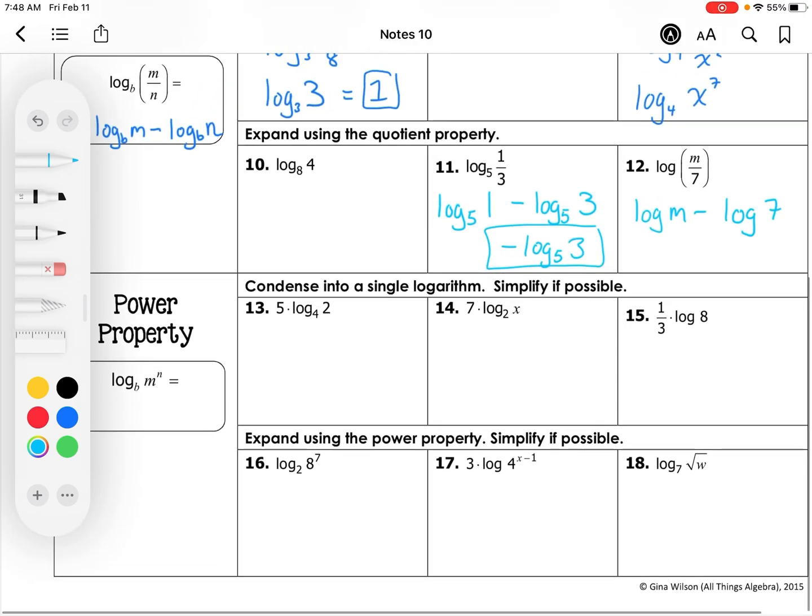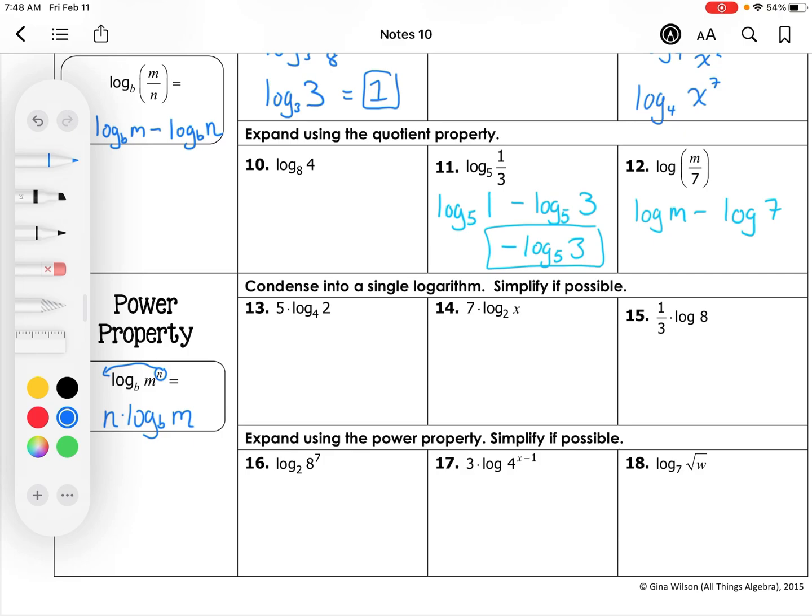Now the last property is called the power property, and if we have a number being raised to an exponent, in this case n, that number or variable is going to get put in front as the coefficient, and we can write it like that. We can also go backwards. If the number is written in front and being multiplied, we could then put it back to the exponent.